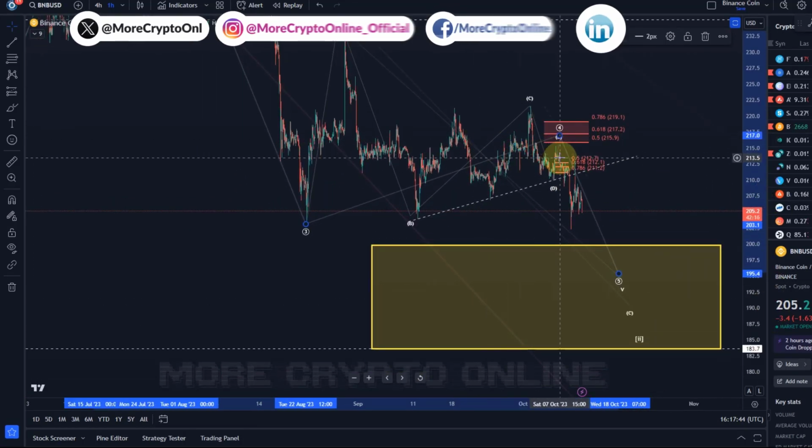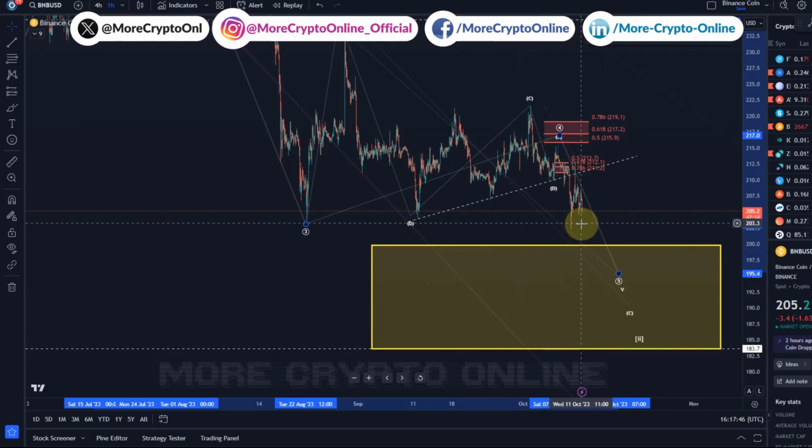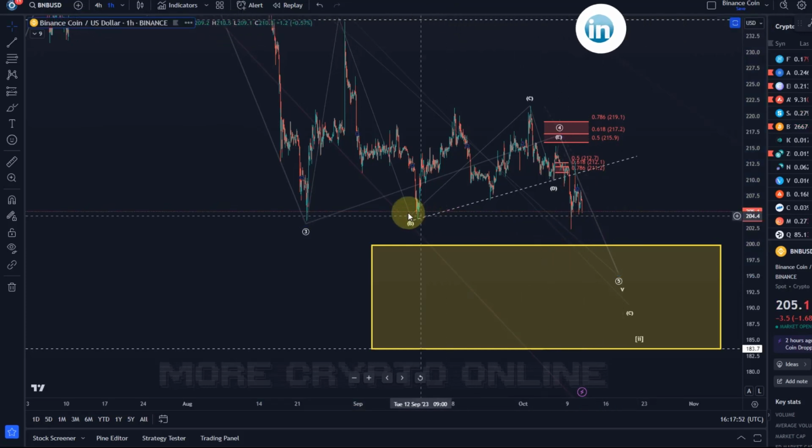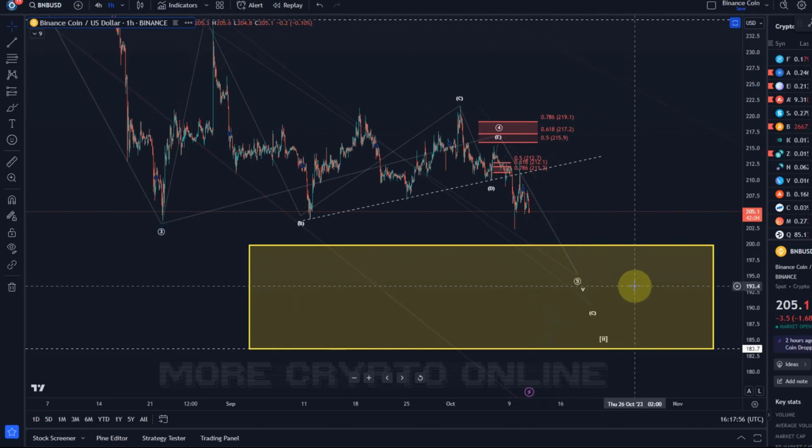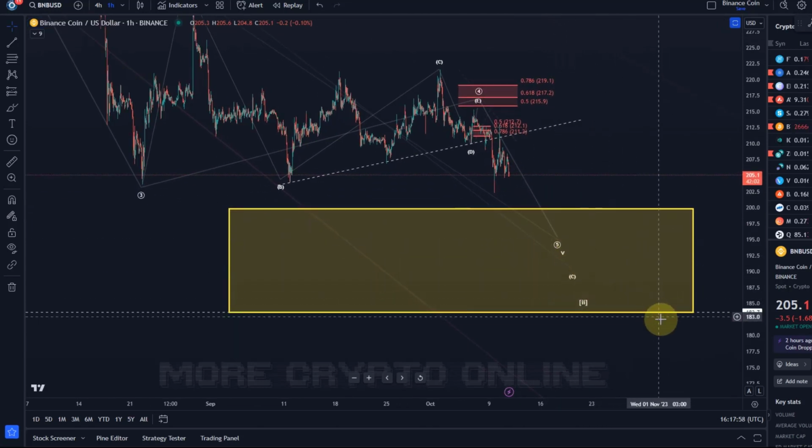BNB has broken that triangle. Most recently we talked about that. We had quite a rapid decline. Price came down to $202. It actually made a new low, and that is what we wanted. It hasn't reached our target range yet, which has been defined between $184 and $200. But as you can see, we're getting there.